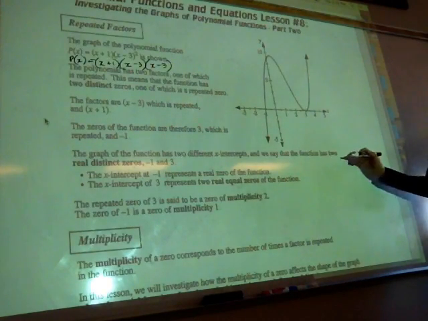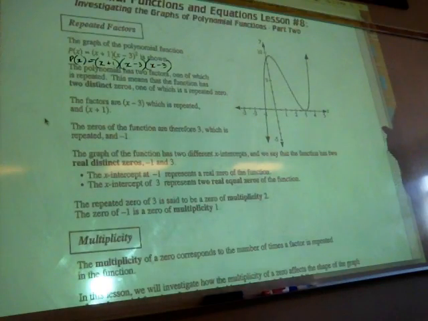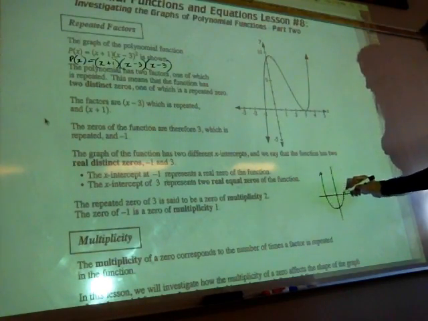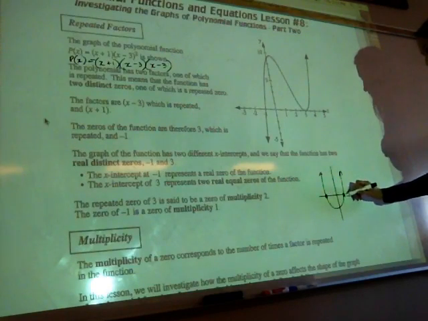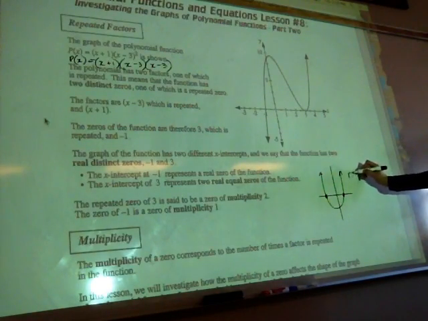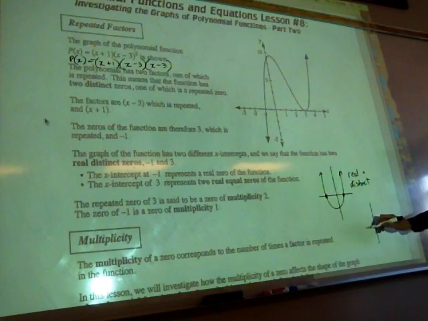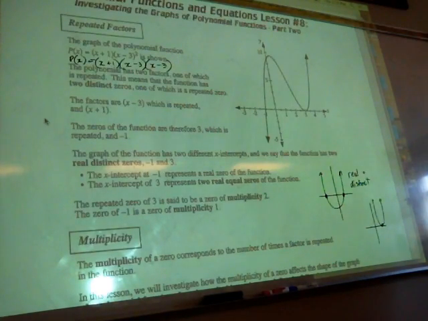Okay, just reading down here, the graph of the function has two different x-intercepts. We see that the function has two real and distinct zeros. Do you guys remember the difference between real and distinct and real and equal from grade 11? So we talked in grade 11 about parabolas, and if I had a parabola that had two different x-intercepts, we called that real and distinct. But if I had a parabola that touched the x-axis and bounced back up, we would actually have two x-intercepts, and we call that real and equal.